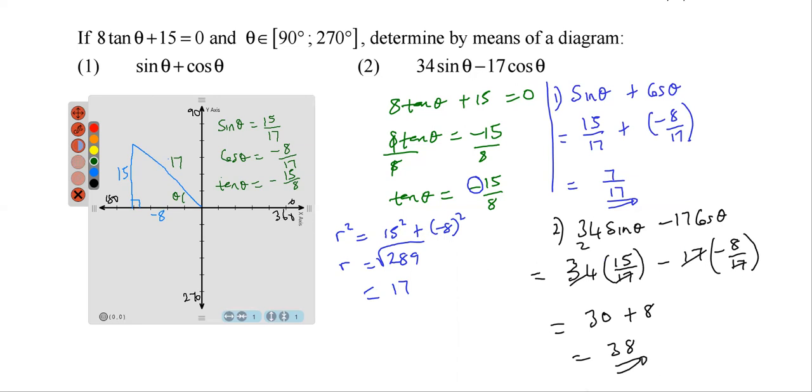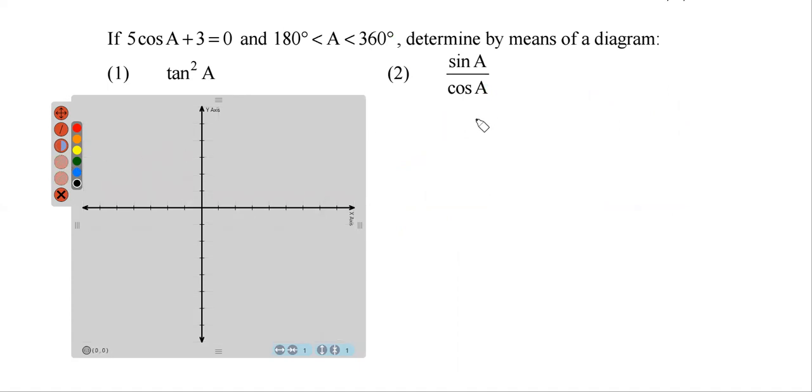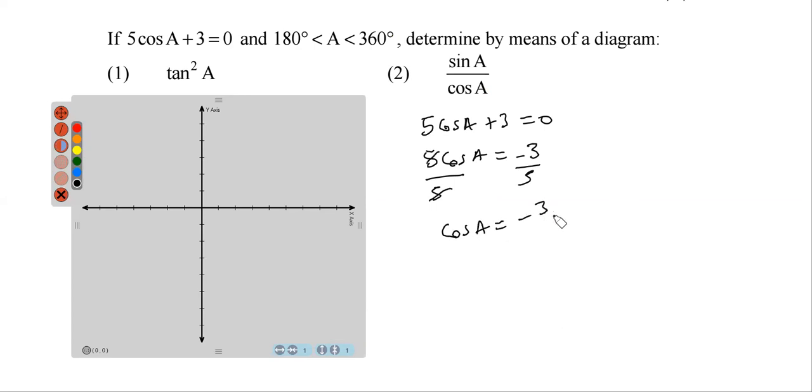Okay, let's move on to the next question. We are told that 5 cos A plus 3 equals 0. This is now simple because we have done it before. Let's see how we're supposed to do it. We need to get rid of the 3, so 5 cos A equals -3. Then we divide by 5 to get rid of the 5, so cos A is going to be equal to -3 over 5.